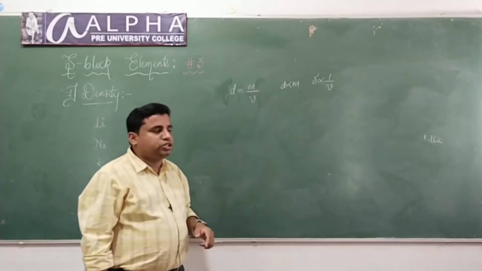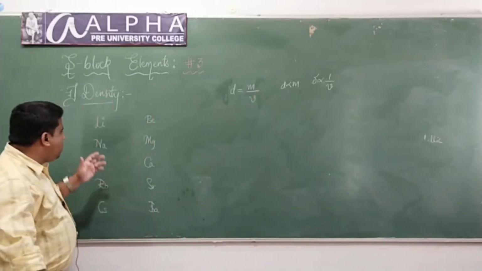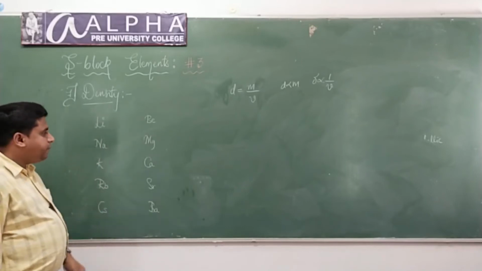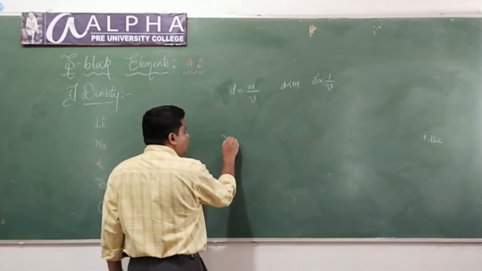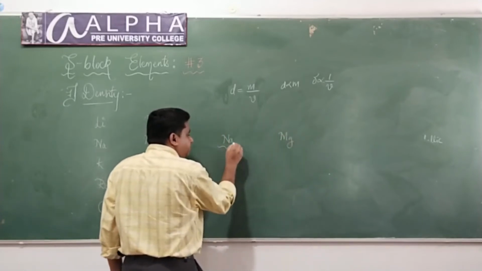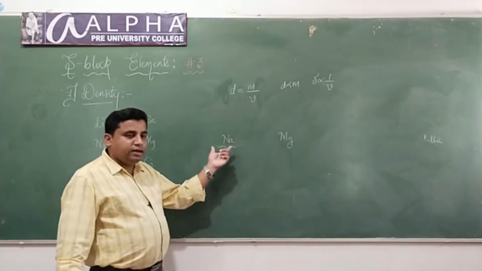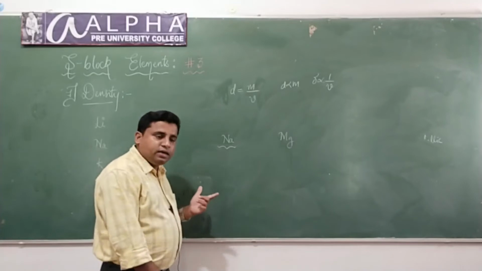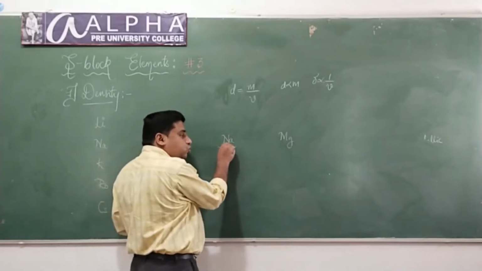They are inversely proportional. Now what about the density of alkali metals and alkaline earth metals? Let me consider sodium and magnesium. Sodium is an alkali metal, magnesium is an alkaline earth metal. Correct? What is the atomic mass of sodium?